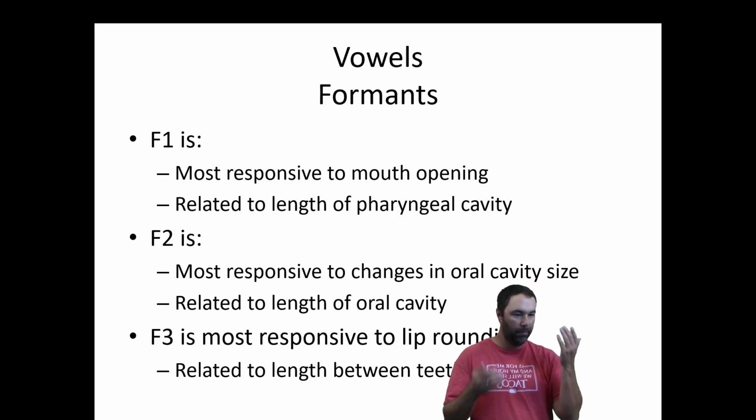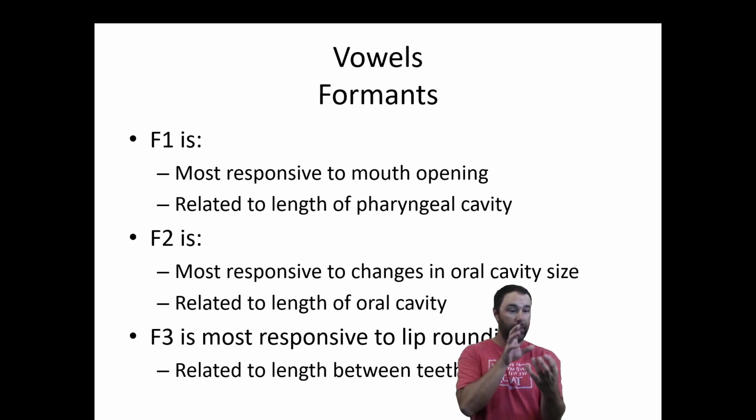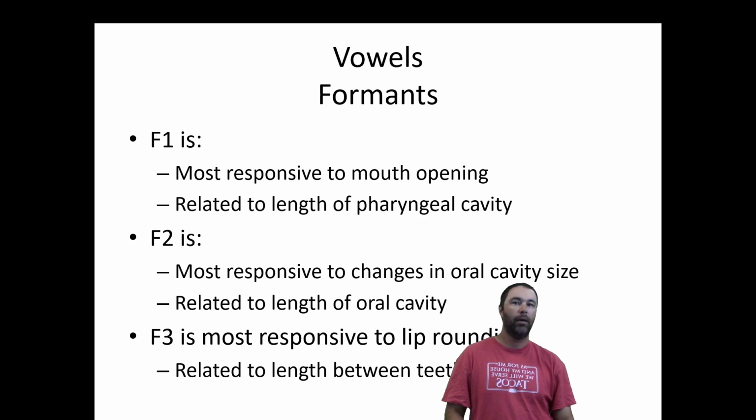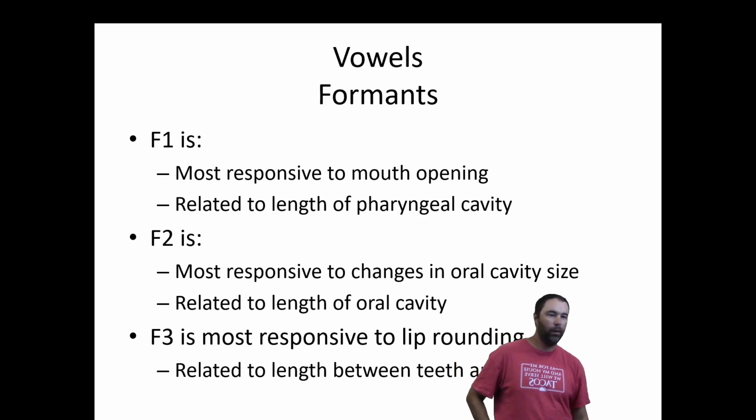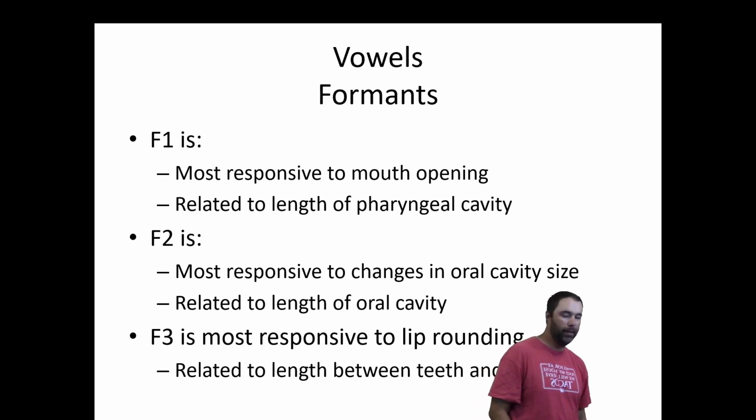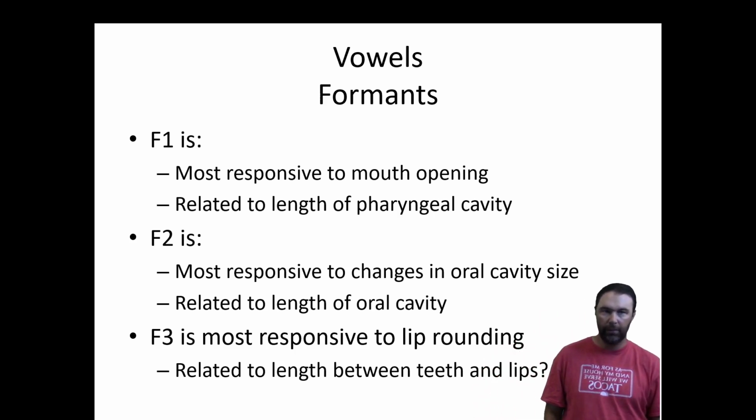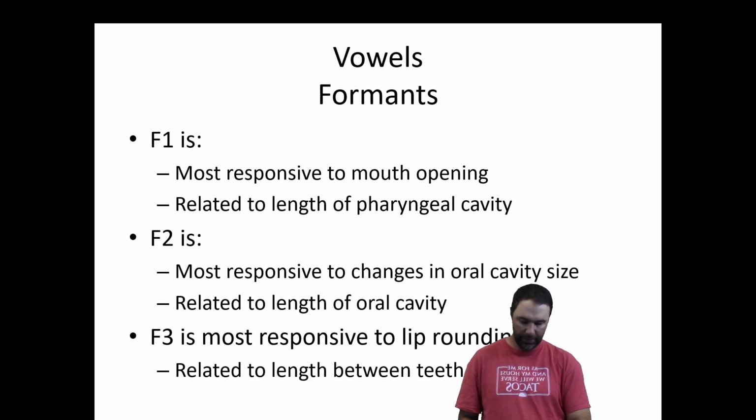F2 is a lot of times associated with changes in oral cavity size. If I have my tongue out of my oral cavity toward my pharyngeal cavity more, that's going to make a bigger oral cavity than it would be when my tongue's at normal rest. So that's what F2 is going to be responsive to. F3 is a little bit more nebulous. It does seem to be related to the length between the teeth and the lips. Therefore, rounding is going to be the most obvious way in which we change that one.